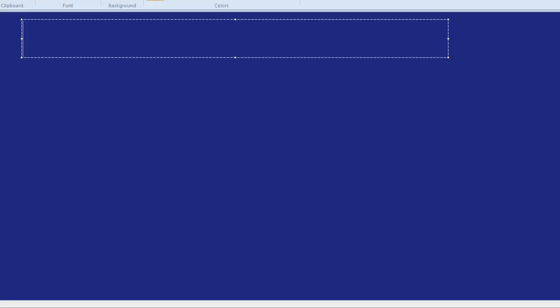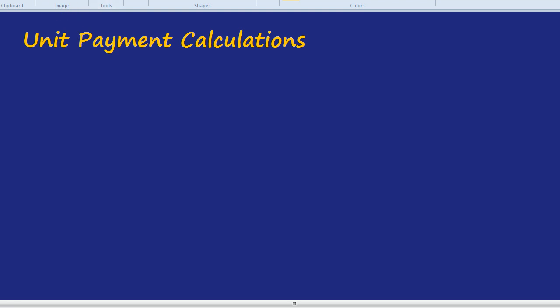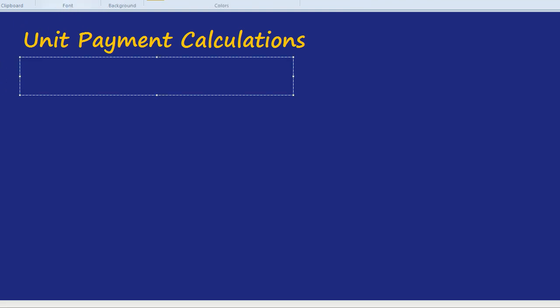We are going to be faced with many different kinds of bills and payments, be they water bills, electricity bills, or gas bills and things like that. And as part of that, we often need to do unit payment calculations. The best way to explain what these are would be through an example.